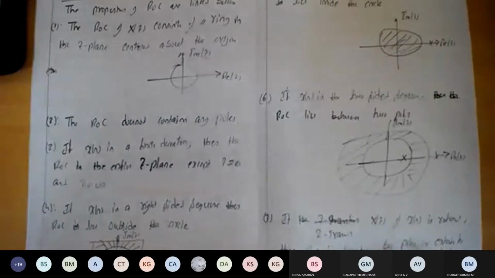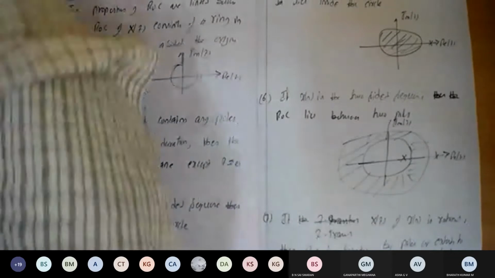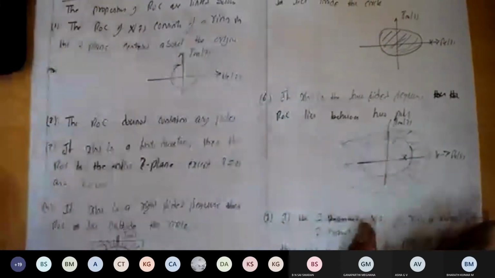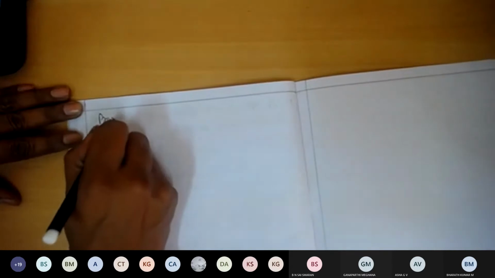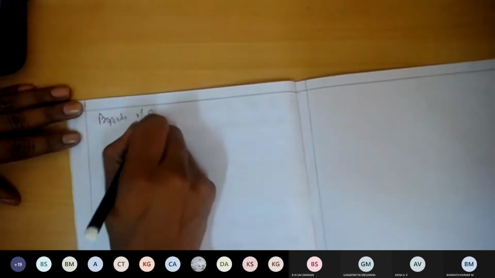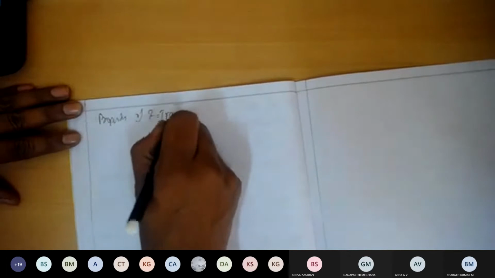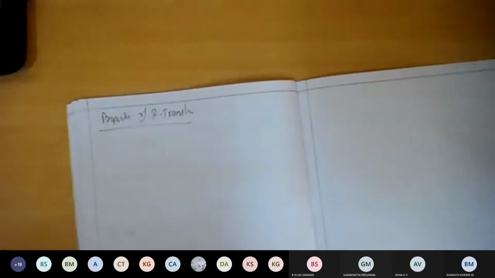Okay, we'll go for the properties of the Z transform. So these are the properties of the ROC, and now we'll see the properties of the Z transform. The properties you've seen for the discrete time Fourier transform are applicable for the Z transform also. So let's take the properties of the Z transform.